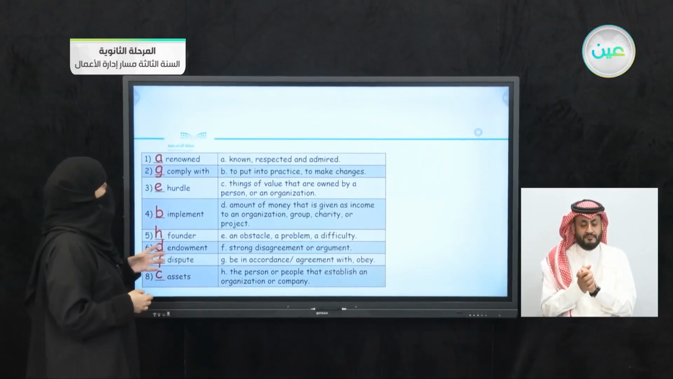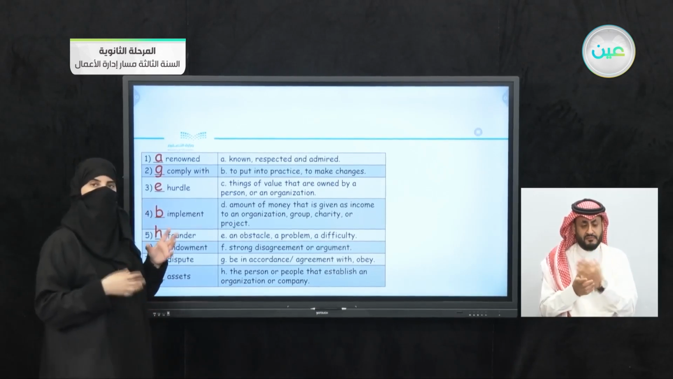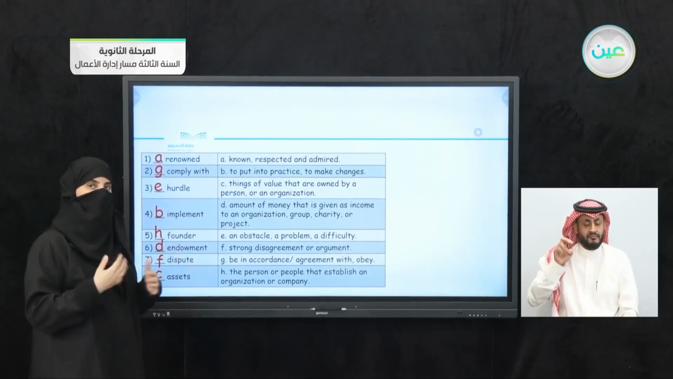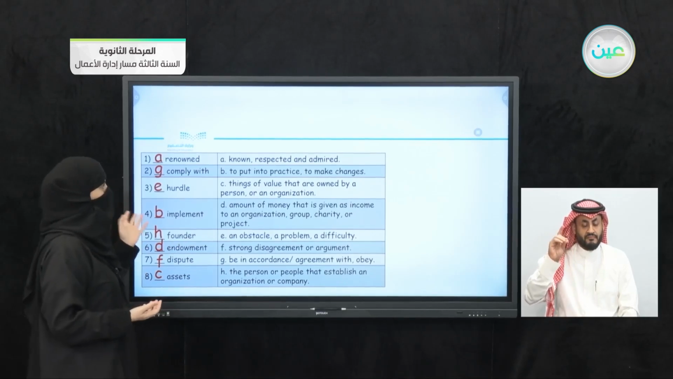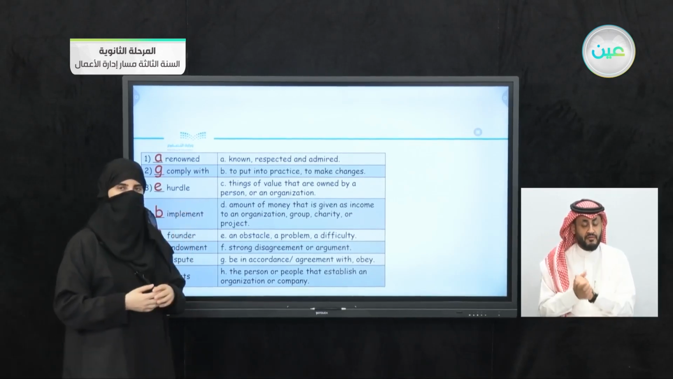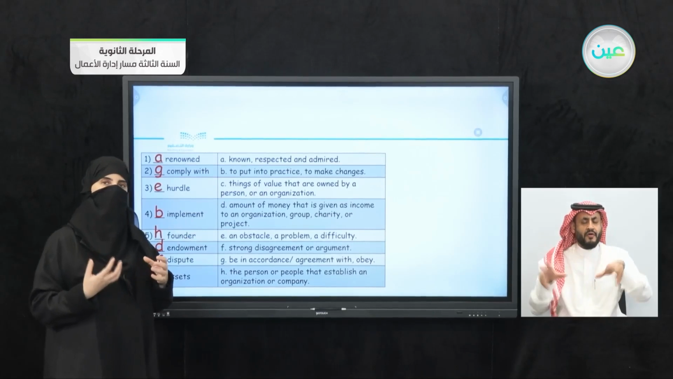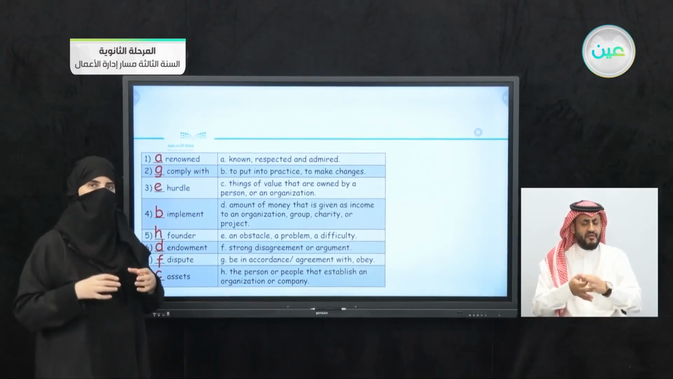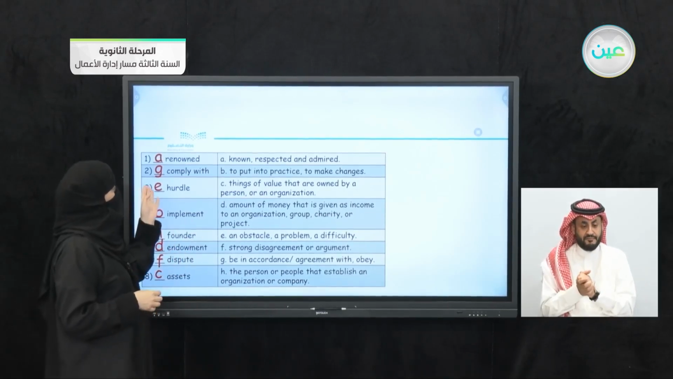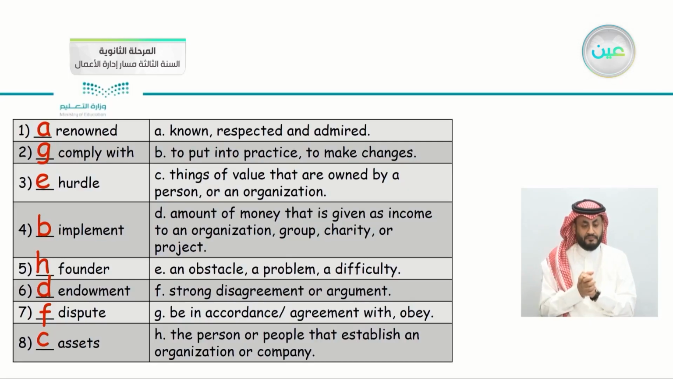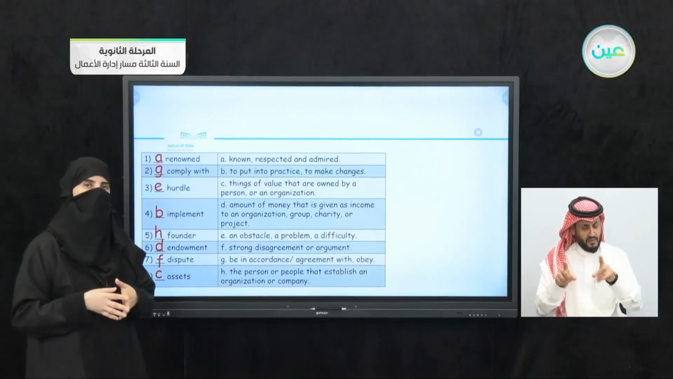Now in the book you can see that we have the word renowned. We passed by renowned several times now. We can see that the meaning is someone who is known or respected. And actually it is easy to connect renowned with the word known. We have number 2, to comply with something. It is easy to connect it with the meaning G, which is to be in accordance or agreement with. So here you can just connect it with agree with something.